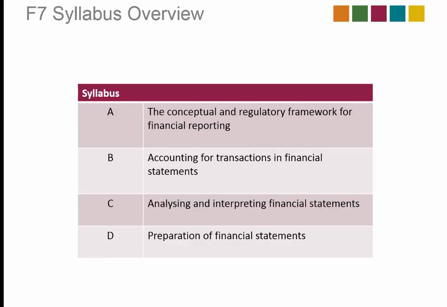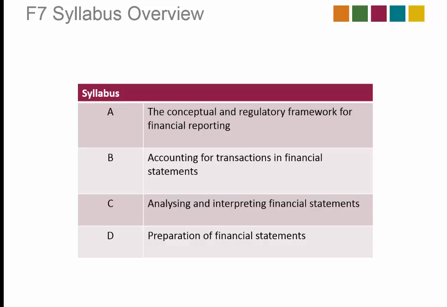You can see that the syllabus is broken down into four key areas. Syllabus Area A looks at the conceptual and regulatory framework for financial reporting. This accounts for 5% of your F7 syllabus, and in here we'll be looking at the conceptual framework and mainly focusing on the recognition and measurement rules that you'll apply to the key elements of the financial statements.